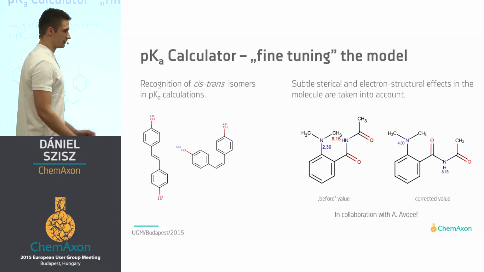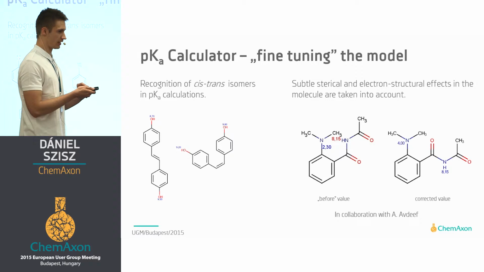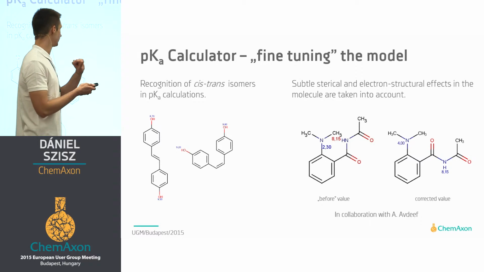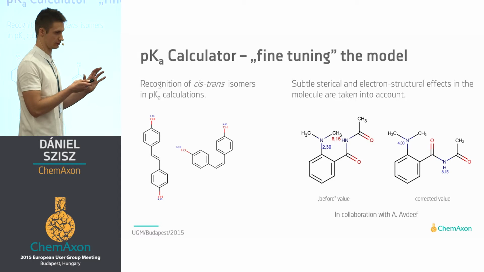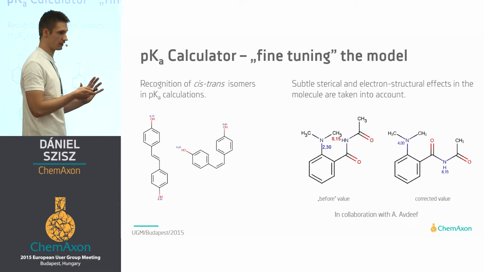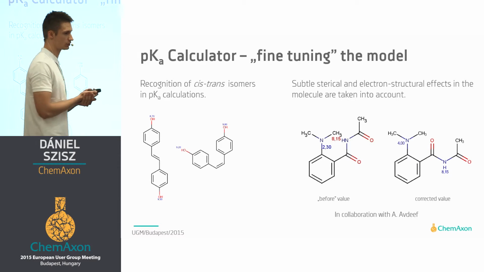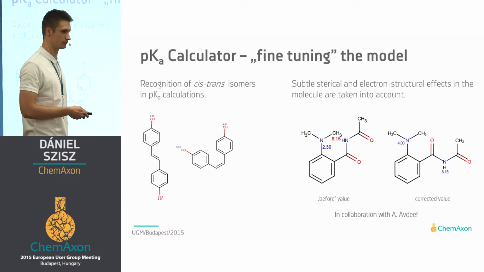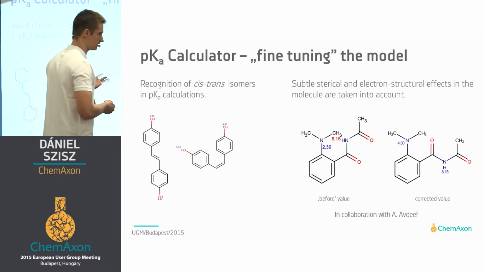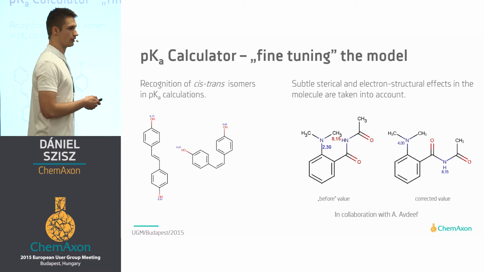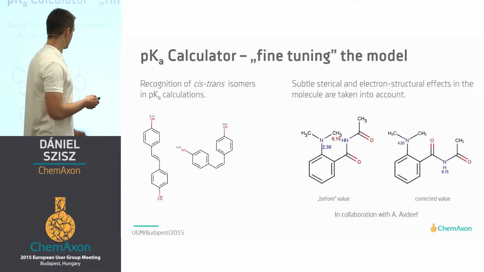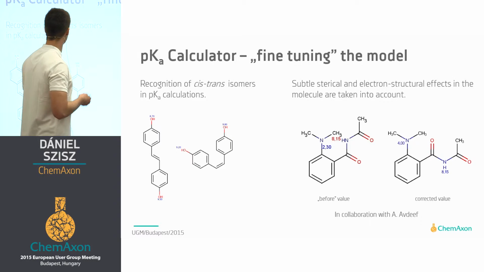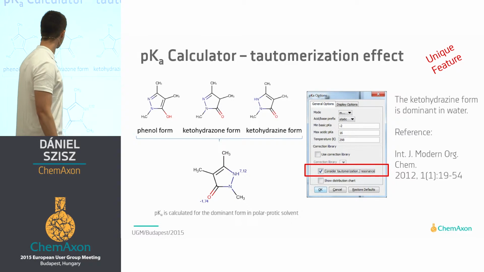This demonstrates that now we are able to take into account different subtle electron structural and steric effects during our pKa calculation, which might result in different pKa contributions and therefore different pKa results. This also enhances the precision of our calculations.